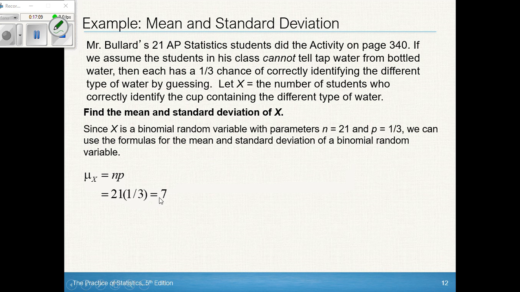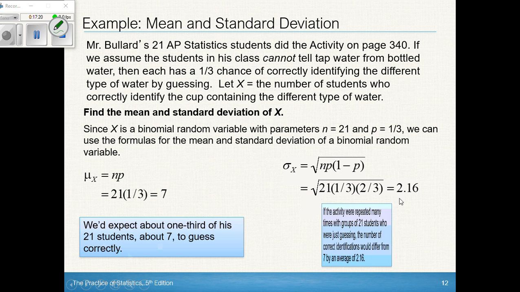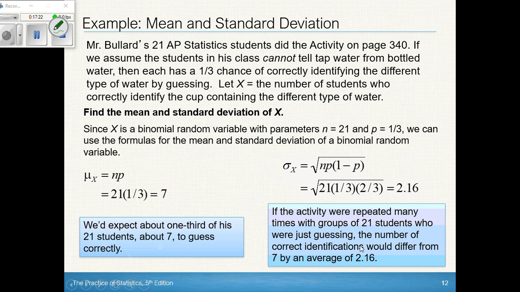np, on average 7 students will get this correct if Mr. Bullard does this in multiple groups of 21 students. And the standard deviation is 2.16. So if we repeat this lots of times with 21 students, the number getting it right would differ from 7 by an average of 2.16.